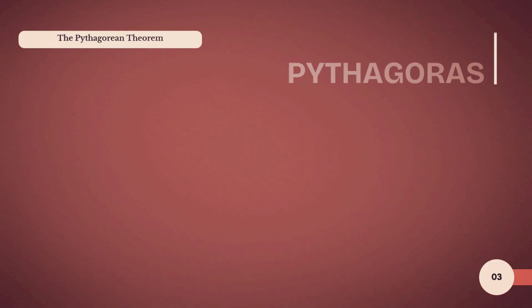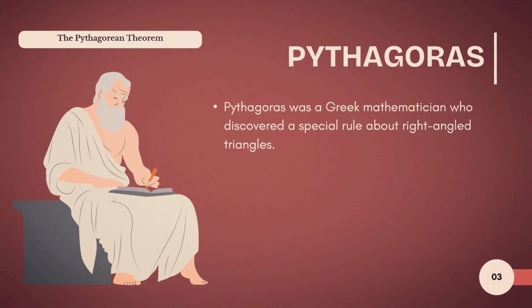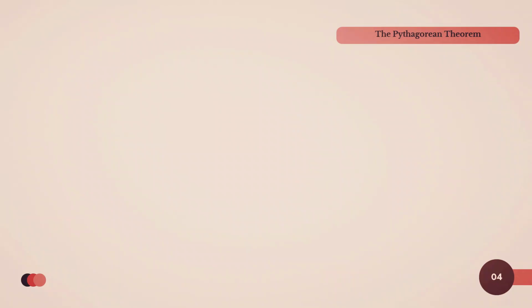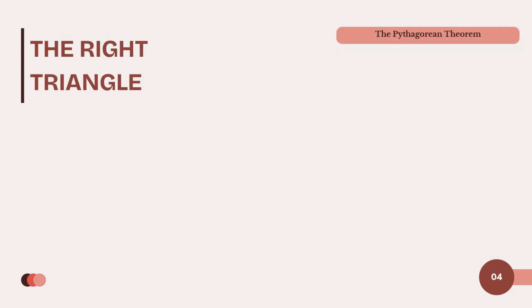The answer is Pythagoras. He is a Greek mathematician who discovered a special rule about right-angled triangles. He found that in any right triangle, the square of the hypotenuse, the longest side, is equal to the sum of the squares of the other two sides. This special rule is now called the Pythagorean theorem, and it is widely used to find missing side lengths and solve geometry problems.